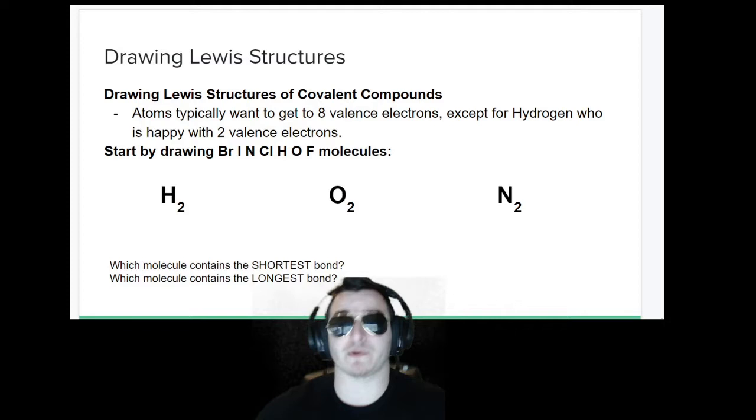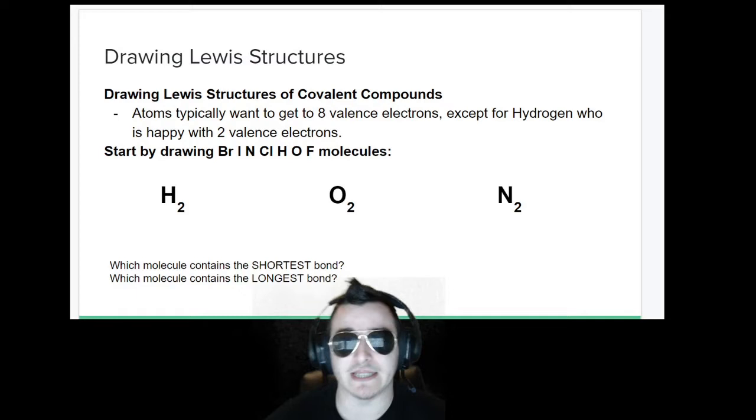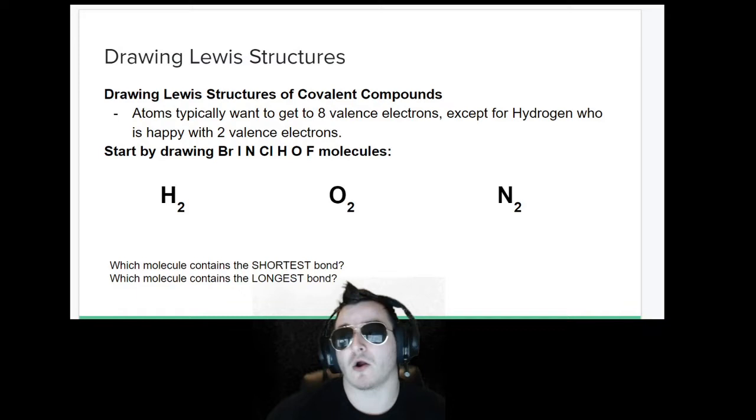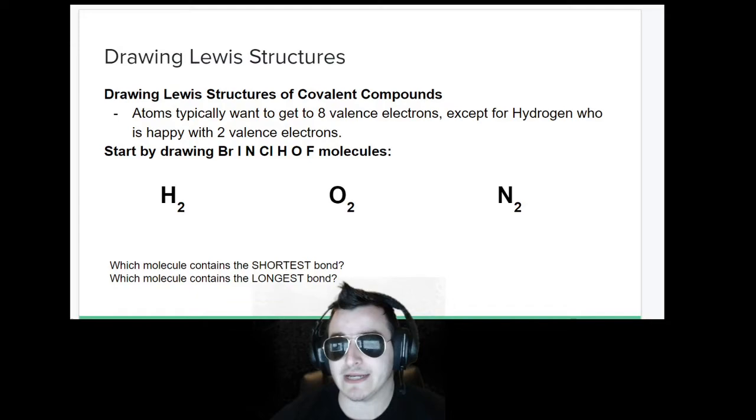But aside from that, virtually every other element that we're going to be considering in these compounds wants eight valence electrons. There are more exceptions beyond hydrogen that are happy with less or are happy with more, but we will get to that. The cardinal rule that you want to hold on to right now is that all of these elements want eight valence electrons.